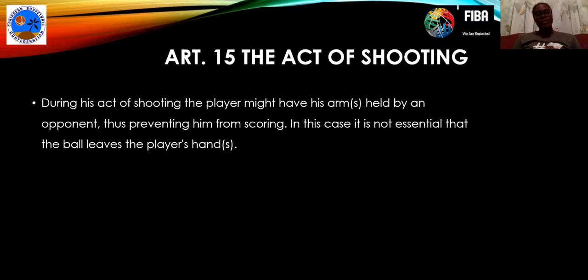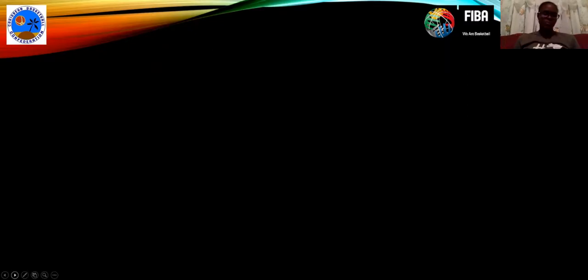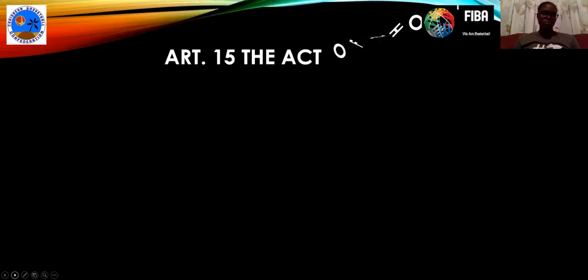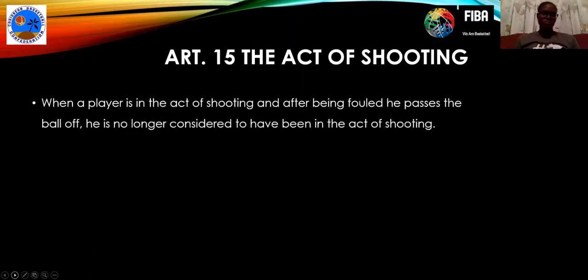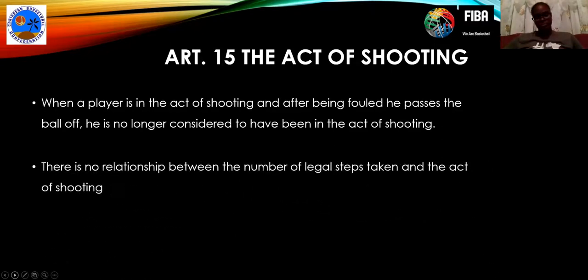During his act of shooting, the player might have his arm or arms held by an opponent, thus preventing him from scoring. In this case, it is not essential that the ball leaves the player's hands. When a player is in the act of shooting, and after being fouled, he passes the ball off, he is no longer considered to have been in the act of shooting. There is no relationship between the number of steps taken and the act of shooting.